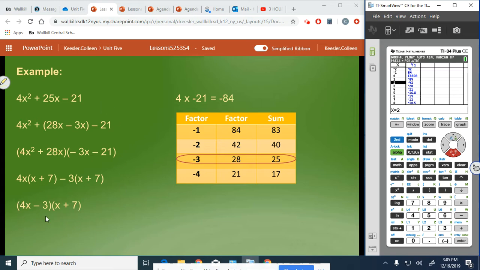If I double distributed here, I would get this answer here. So it's the opposite of what we were doing when we were multiplying two binomials. Now we're factoring to get those two binomials.